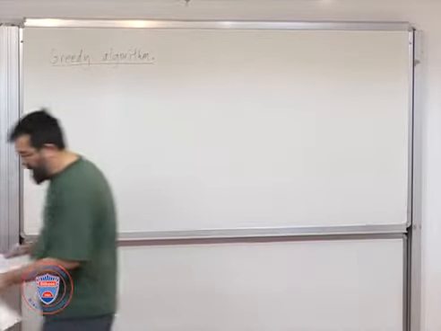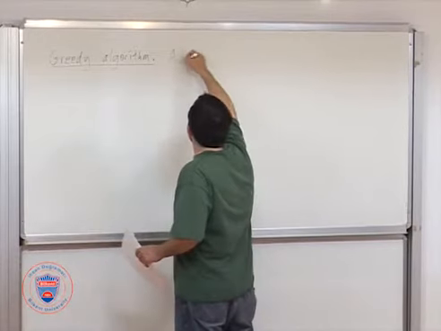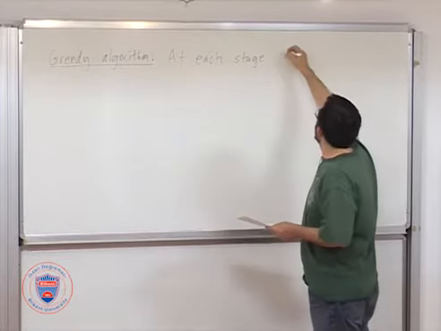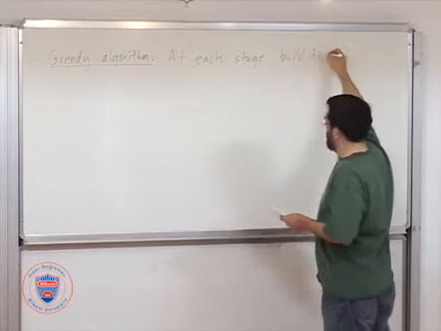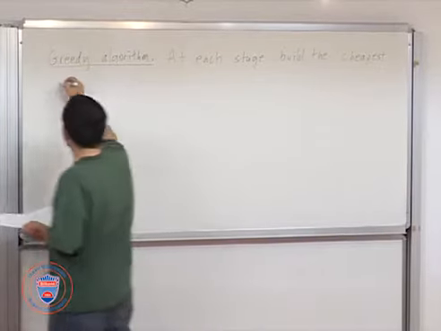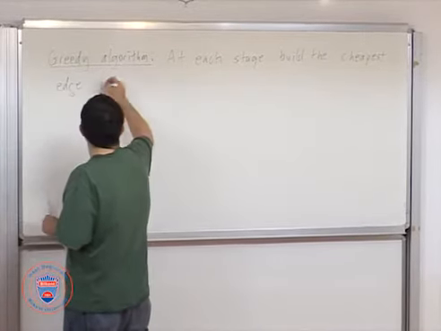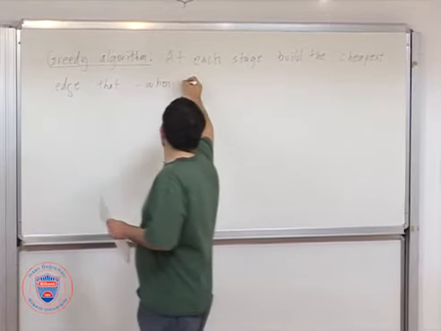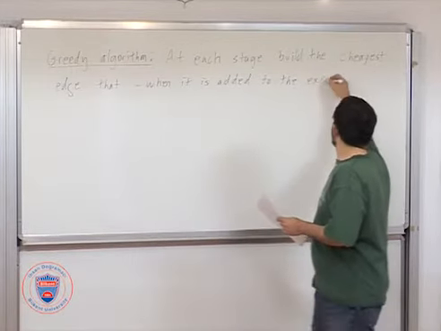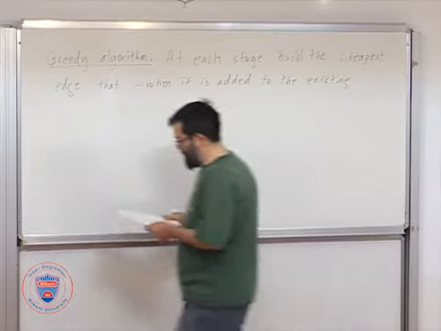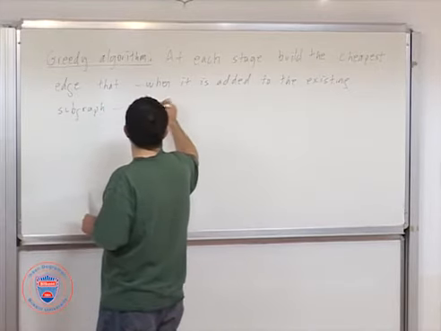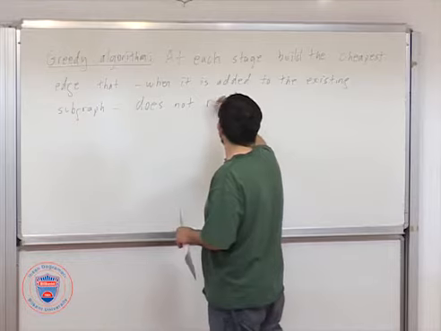The greedy algorithm, in its most core way, says that at each stage, build the cheapest edge that when it is added to the existing graph, does not result in a cycle.